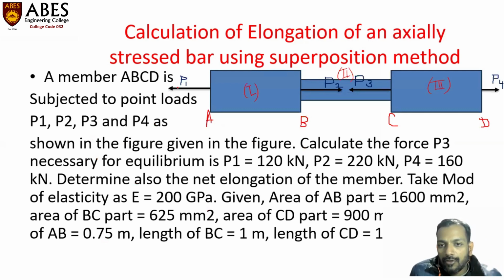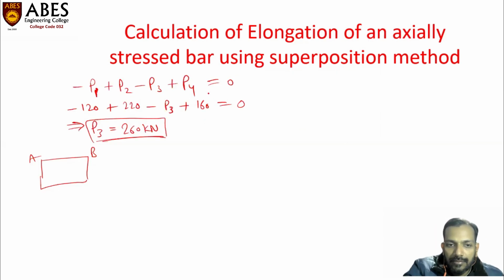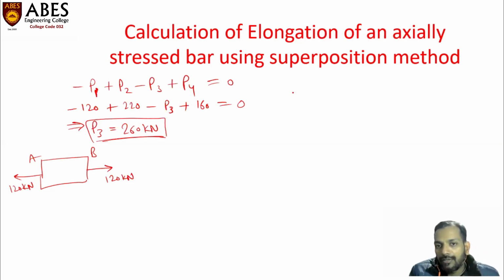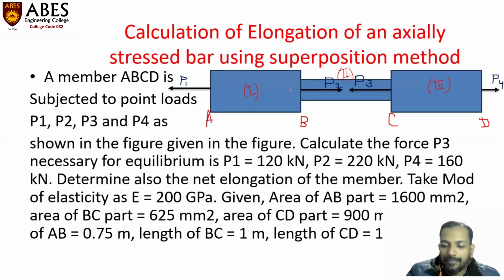There is a force of P1, that is 120 kilonewton, acting to the left hand side. So clearly, for balancing this portion of the beam, there must be an equal and opposite force acting to the extreme right hand side of this portion. So it should be 120 kilonewton. So this is the free body diagram of the first segment of this beam, AB.